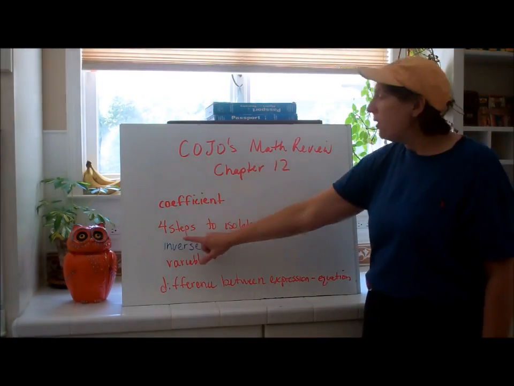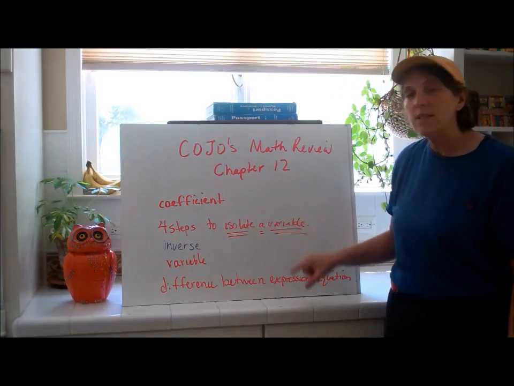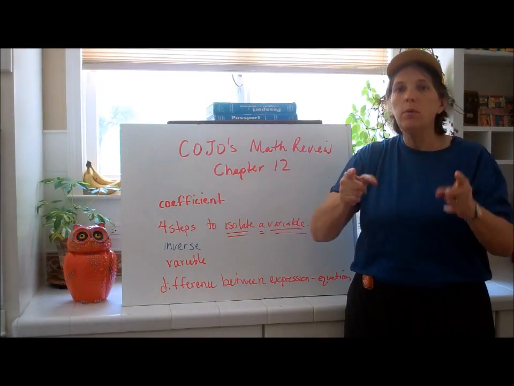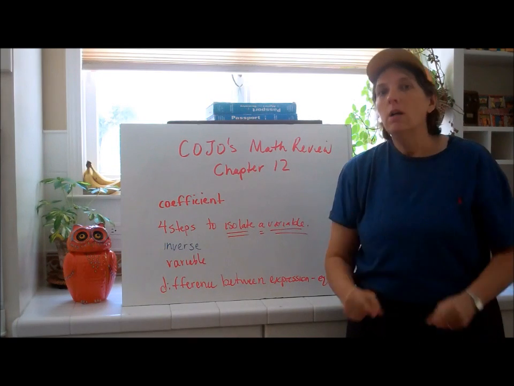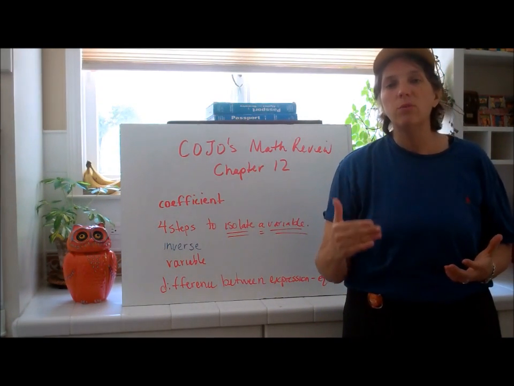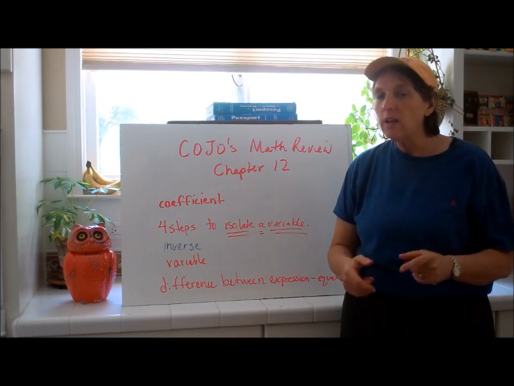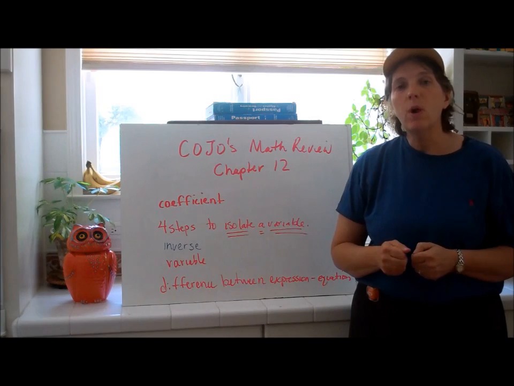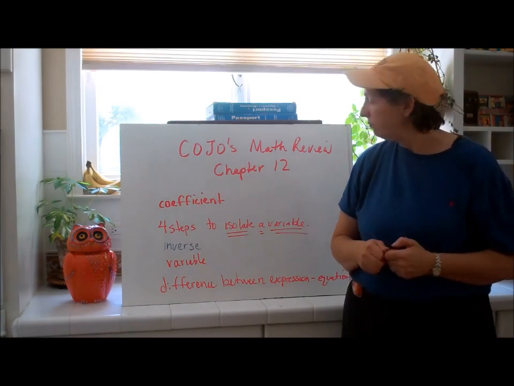Okay. Now let's go back here. 4 steps to isolate a variable. What does isolate a variable mean? Isolate a variable means to get the variable on a side by itself with a coefficient of positive 1. Don't forget that. The variable has to be on a side by itself with a coefficient of positive 1.